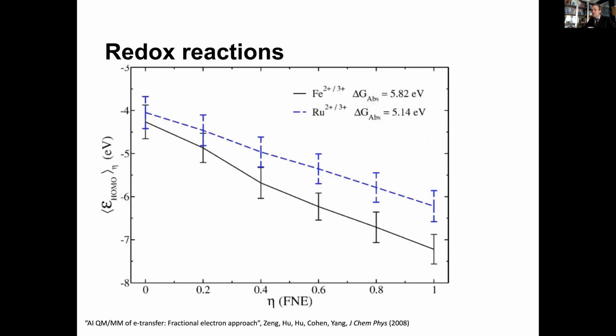Just 2 years later, Weitao Yang and co-workers used the same idea to calculate redox potentials in enzymes within QM/MM calculations. In particular, they looked into the redox potential of an iron and a ruthenium enzyme. And here you see the paper. It's a fractional electron approach. You see here the charge or population number, and here you see the average HOMO eigenvalue.